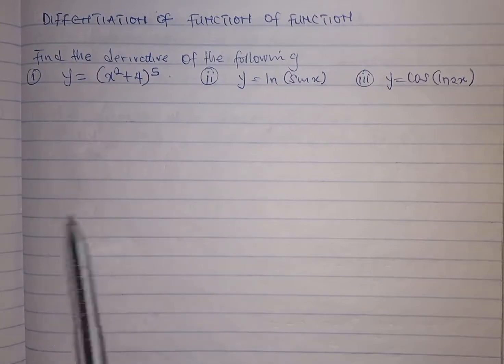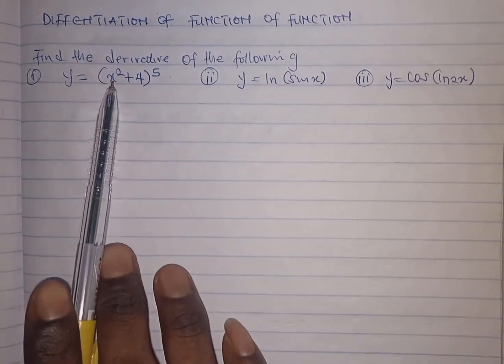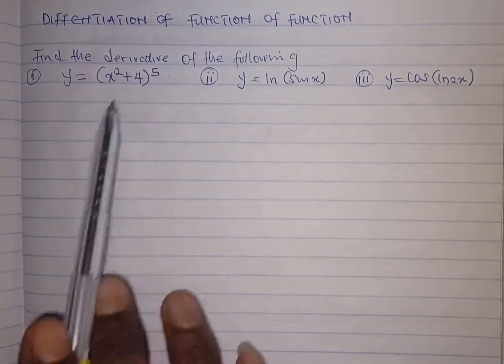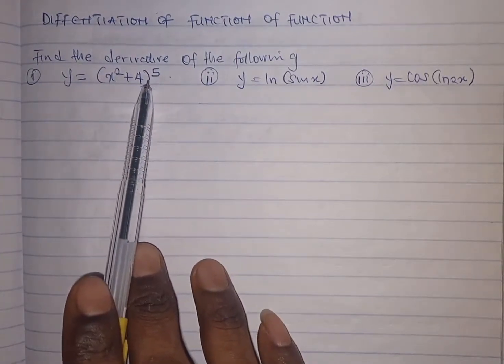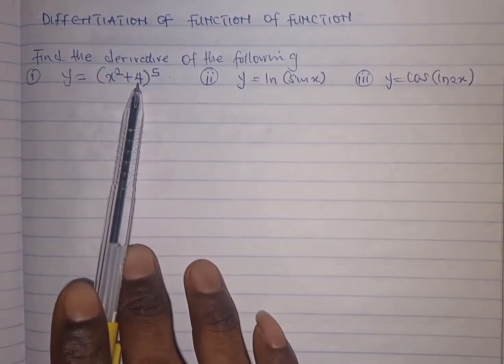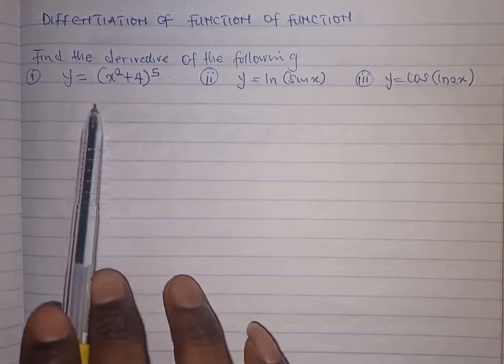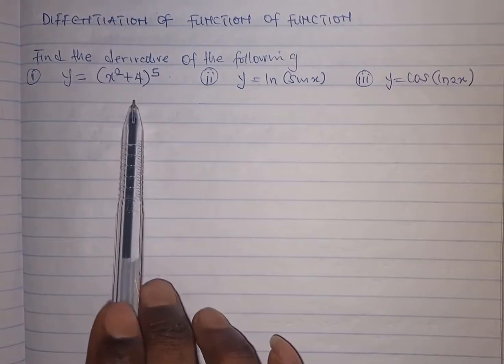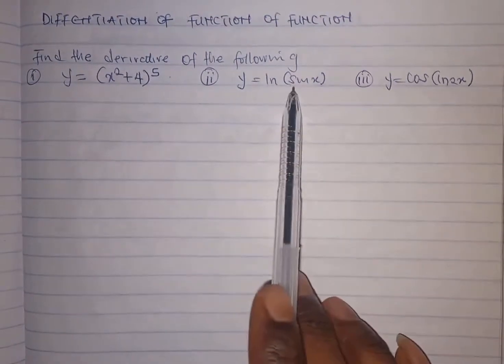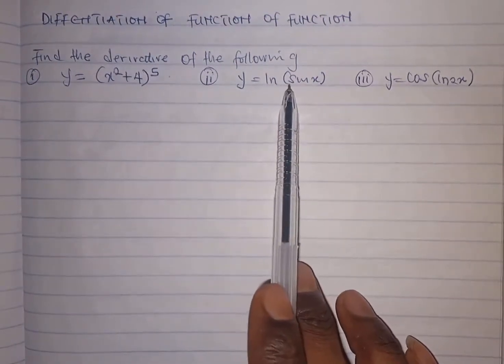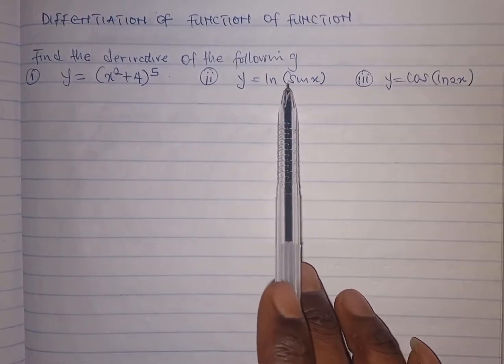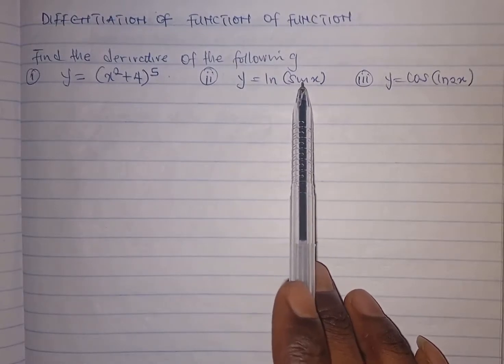As you can see, we have a few examples here. You can see this is x squared plus 4, and everything is enclosed by what? By 5. Now in differentiating this one, you can't just say that the differentiation of this one, dy/dx, is equal to 5 into x squared plus 4. No, it's not correct. You can't differentiate it just anyhow. So this kind of function is called a function of a function.